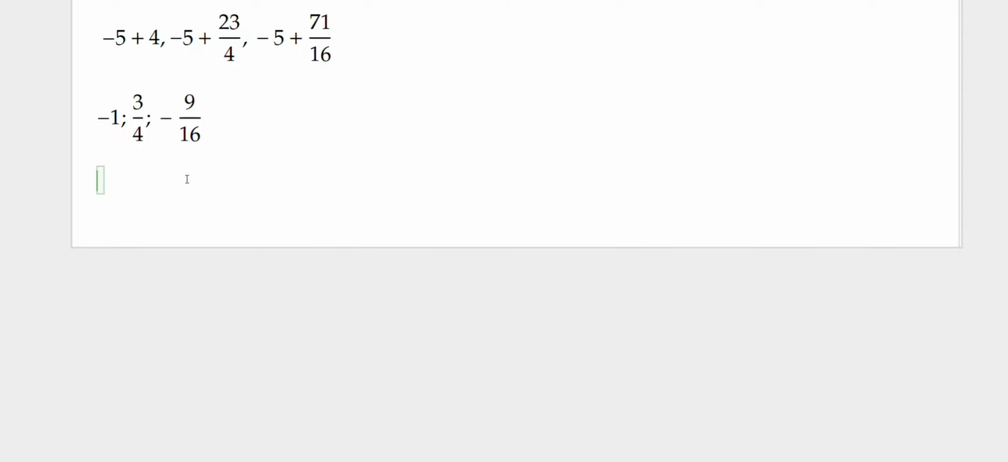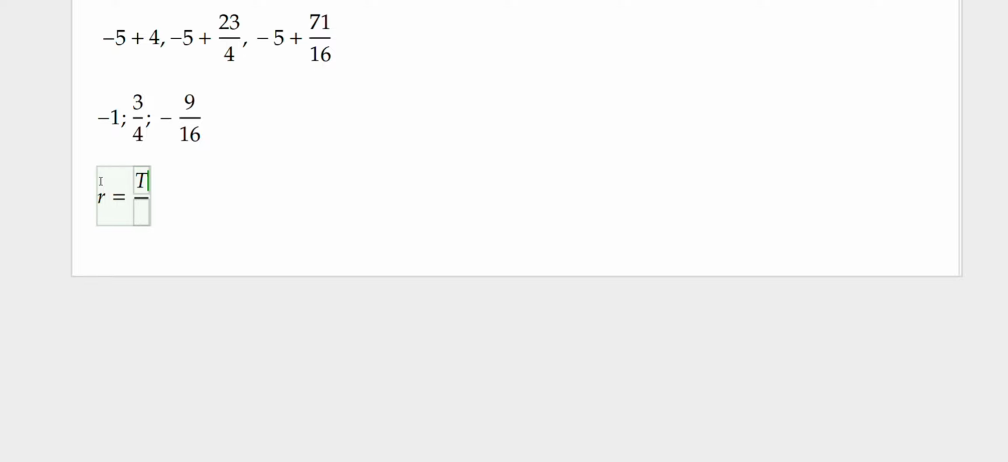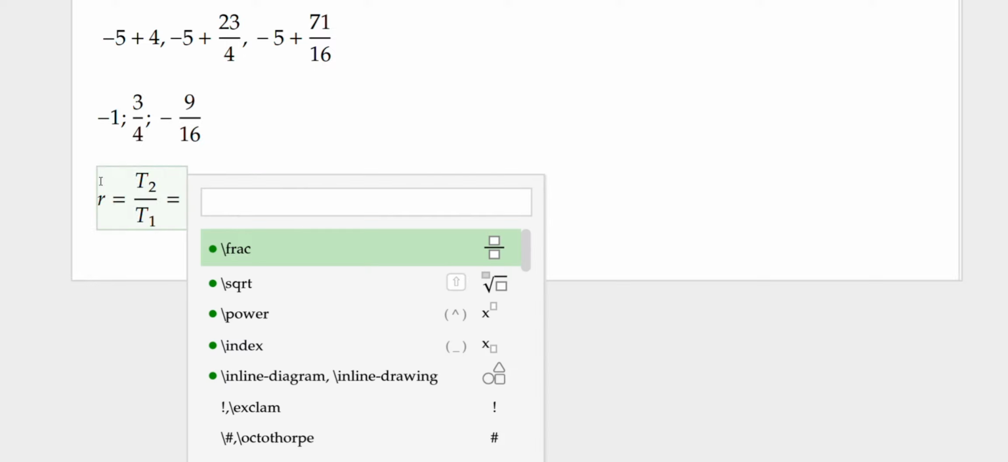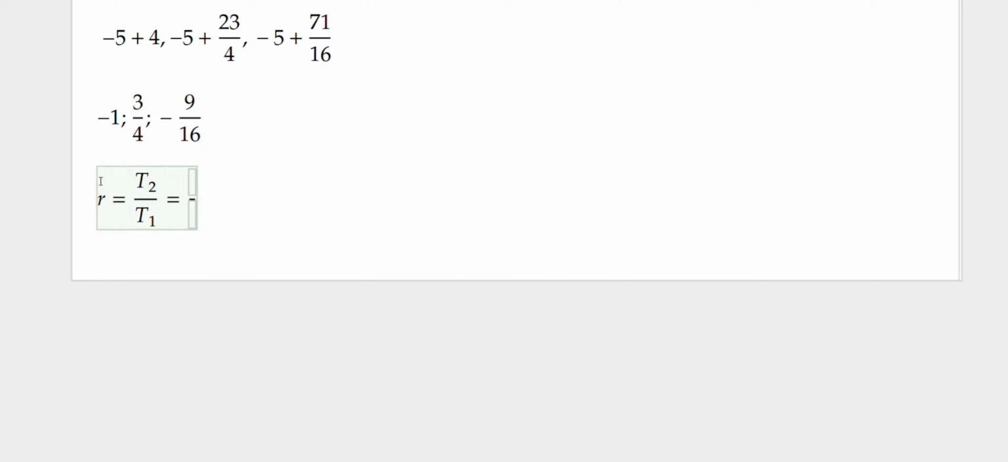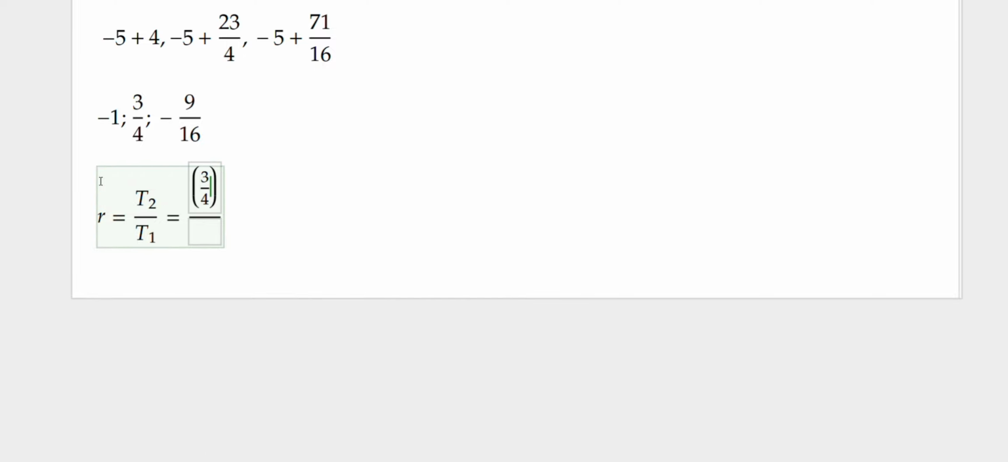To find our value of R, we will write T2 over T1. Then we substitute our values, being 3 over 4 divided by negative 1, which will give us a value being negative 3 over 4.